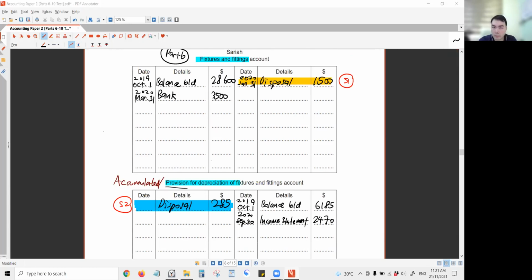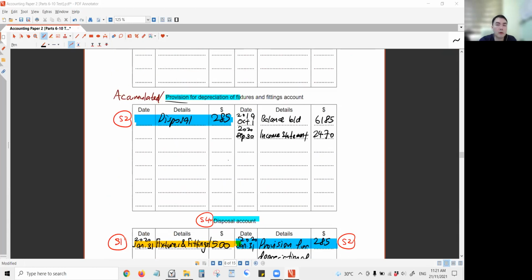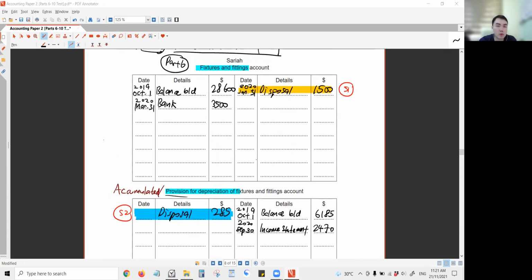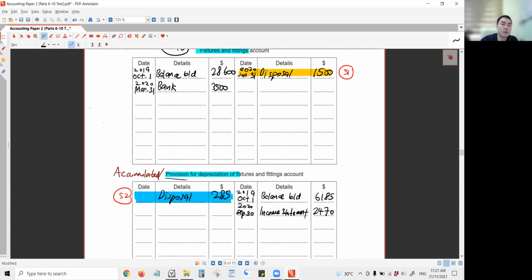Okay, what else to do? No more. We don't have anything else to do. Just balance these two accounts, then we are done. Okay, balance off these two accounts, then we see the mark scheme together. Easy, yeah. Okay, balancing is easy to do. Don't forget how to do it.